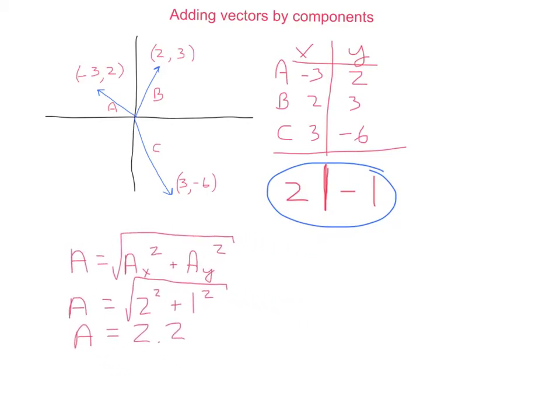Okay, and so that's the resultant magnitude. And of course you would need units. I didn't include units here.